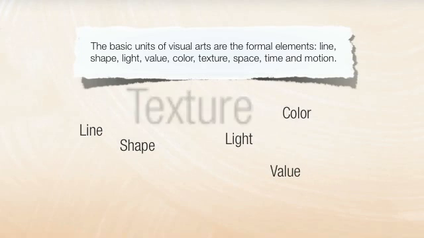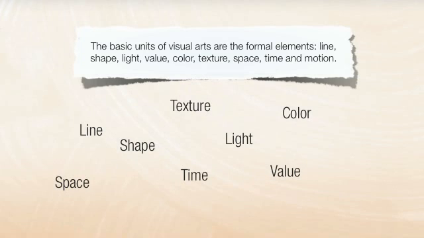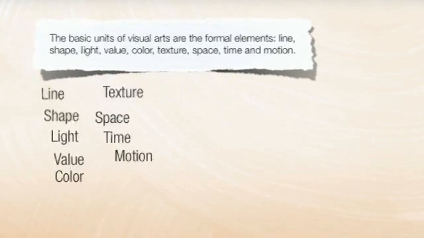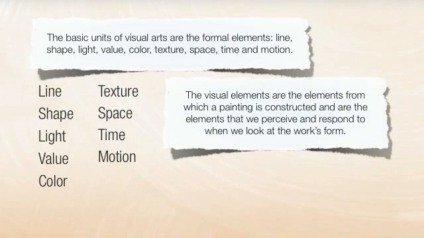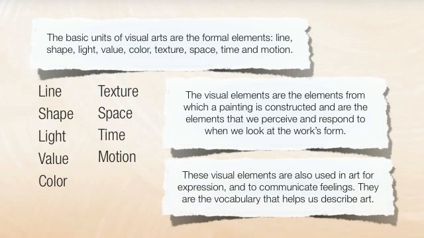The basic units of visual arts are the formal elements: line, shape, light, value, color, texture, space, time, and motion. The visual elements are the elements from which a painting is constructed and are the elements that we perceive and respond to when we look at a work's form. The visual elements are also used in art for expression and to communicate feelings. They are the vocabulary that helps us describe art.